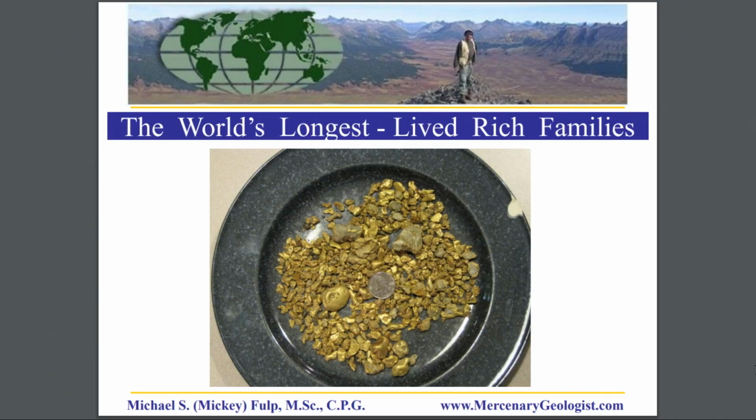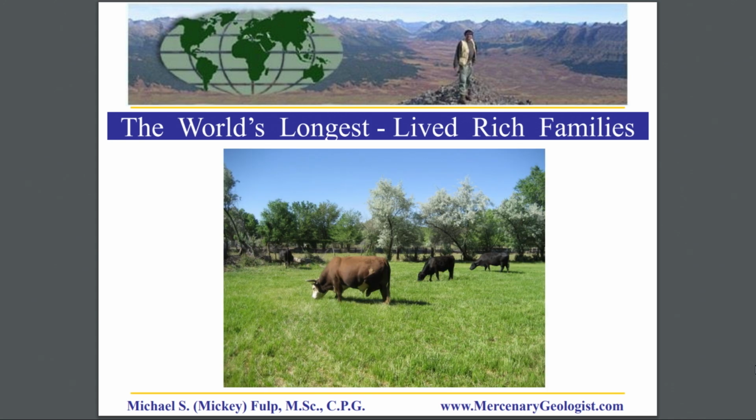Next, I'm going to show you what the world's longest lived rich families have owned since the Renaissance. They've owned gold. This is a pan of nuggets from the Tofty deposit near Fairbanks, Alaska. They've owned farmland. This is a photo from my hobby farm in New Mexico showing Wooly Bully, the big bull, and a couple of my beef cattle.